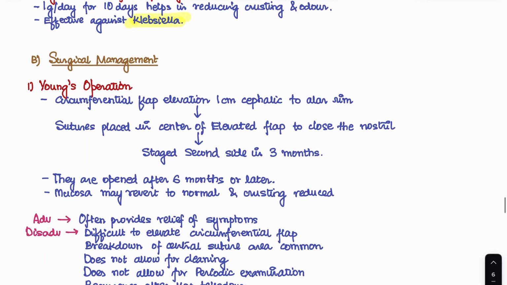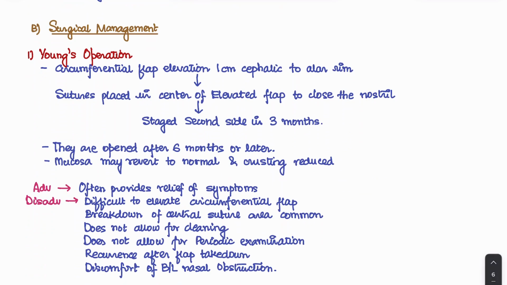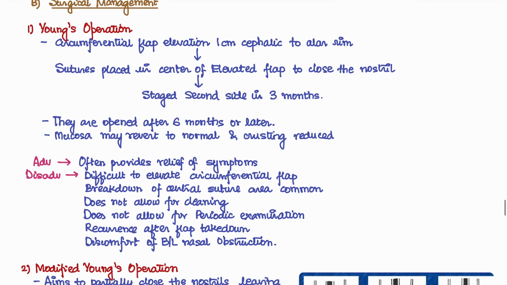Let's move on to surgical management. Now, the first main, very popular surgery that came up was Young's operation. What you do in Young's operation is you circumferentially elevate the flap of the nose near the alar rim. And what you do here is you place sutures in the center of this flap to close the nostril. So basically, in Young's operation, both the nostrils are closed down in a staged procedure, performed one side after another in 3 months. And then after 6 months, you open up the nose by removing the sutures and see that sometimes the mucosa reverts back to normal and the crusting is reduced.